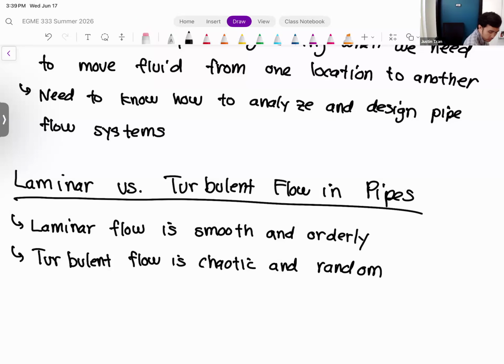Okay, so to illustrate this, one of the most famous experiments was run by the Reynolds guy himself. His name was Osborne Reynolds, and what he did was that he had flow in a pipe. He basically had flow in a glass tube.